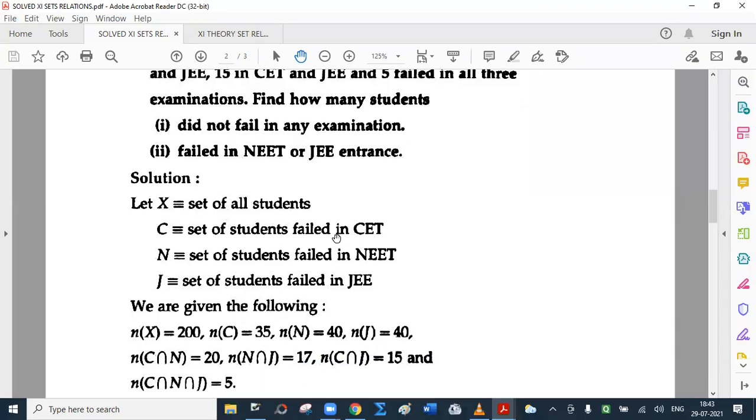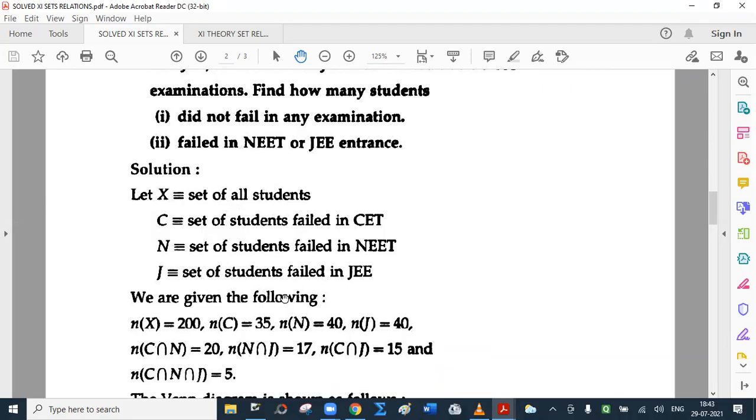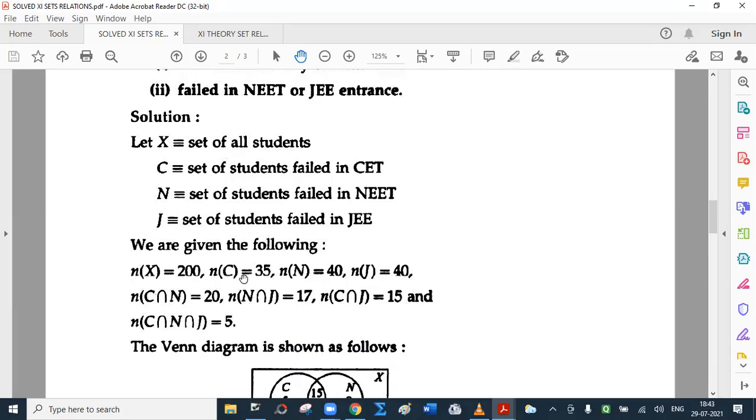Just read the solution. Of course, at the same time, I'll explain also. Let X be the set of all students, C the set of students who failed in CET, N the set of students who failed in NEET, and J the set of students who failed in JEE. So I have listed the things which are given.